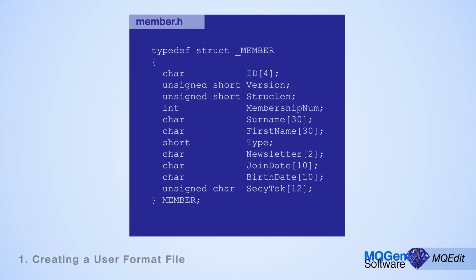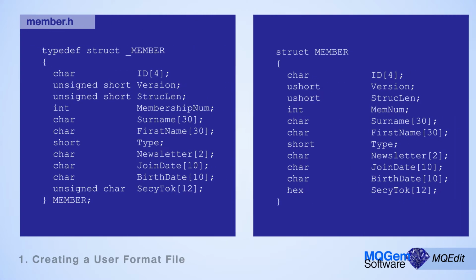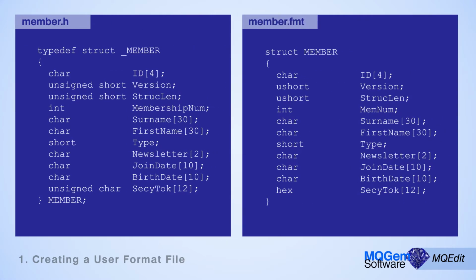A good starting point for creating MQEdit user formats is using the header file you likely already have from the application that creates MQ messages. Here is the C language header file for a club membership application. The syntax is similar for the user format, as you can see when looking at the two side by side.